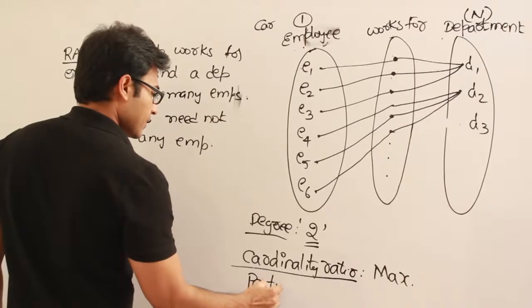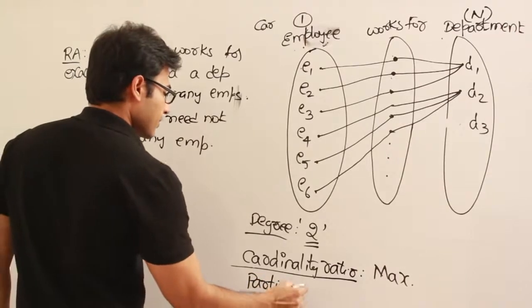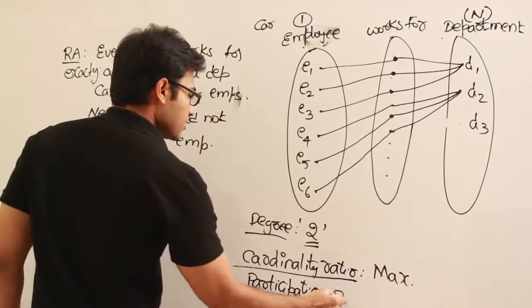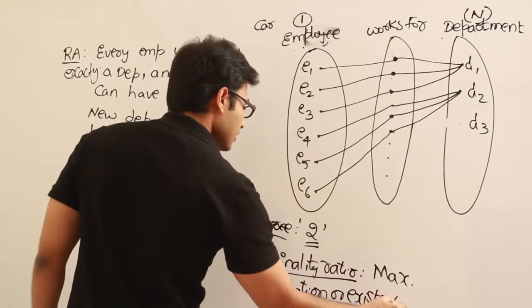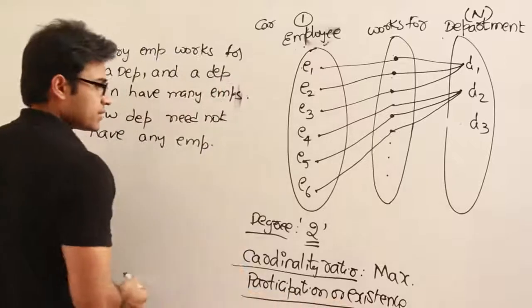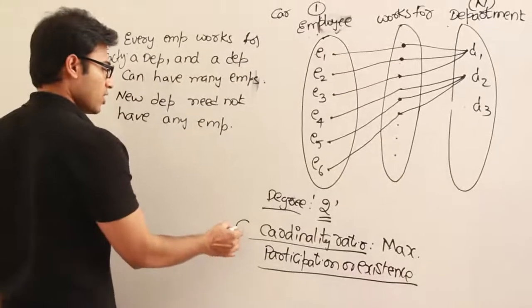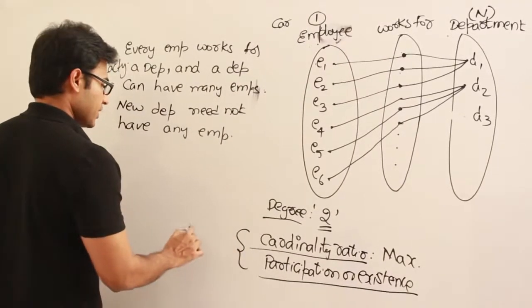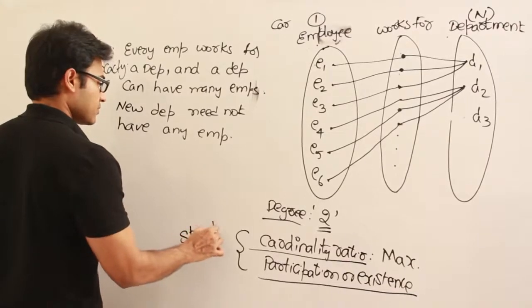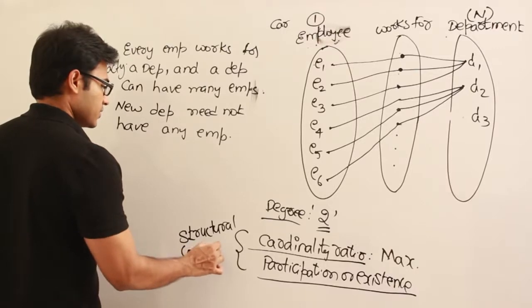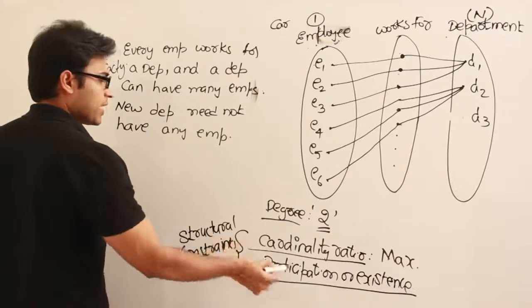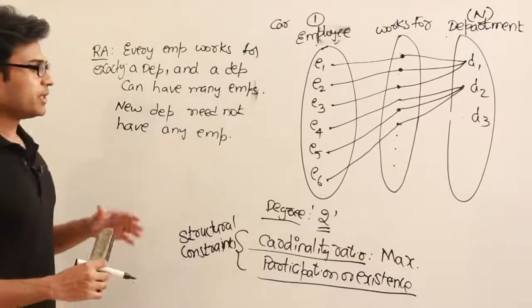And one more thing is participation, or existence constraint. So these two are called structural constraints.